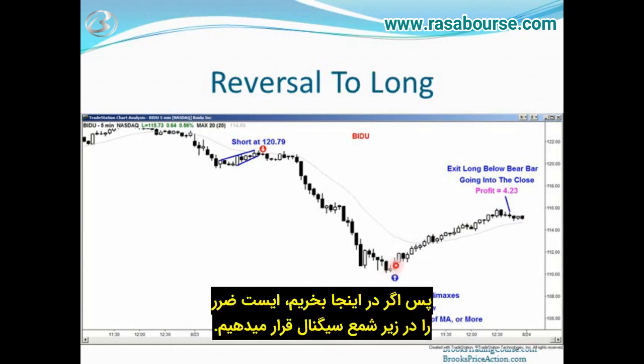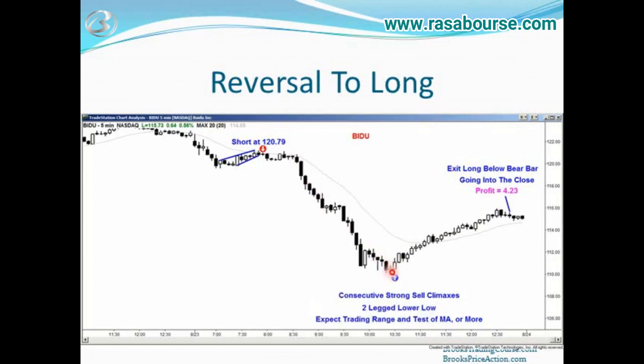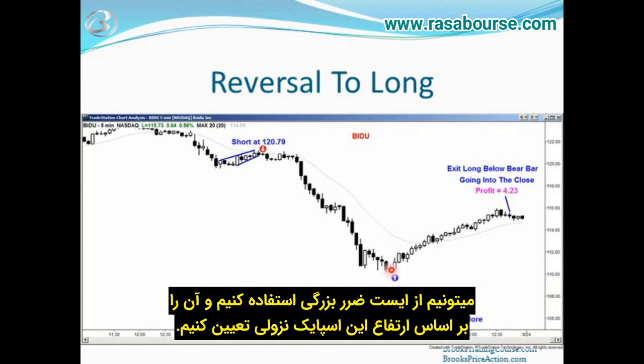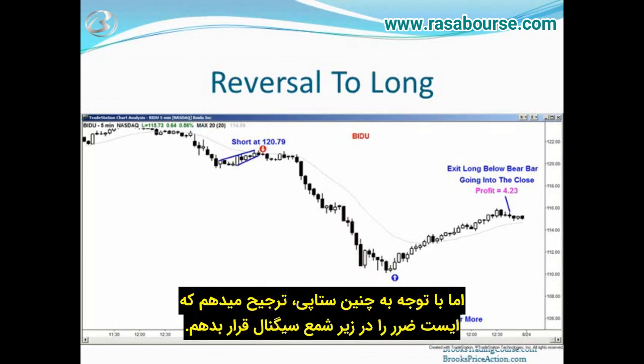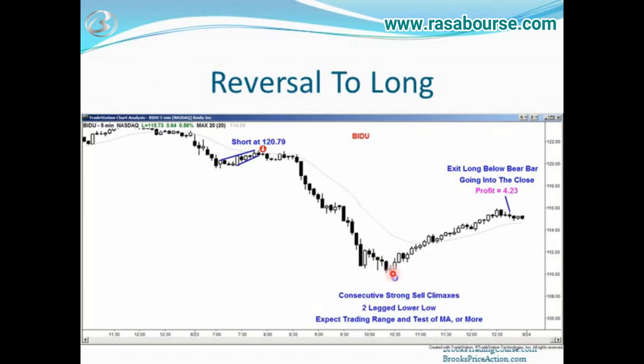But had I bought here, my initial stop, probably I would have put it below the low of the signal bar. I might have used a wide stop, like based on the height of this spike. I might have put a stop, a measured move down. But given this particular setup, I personally just put my stop below the low of the signal bar and took my chances.